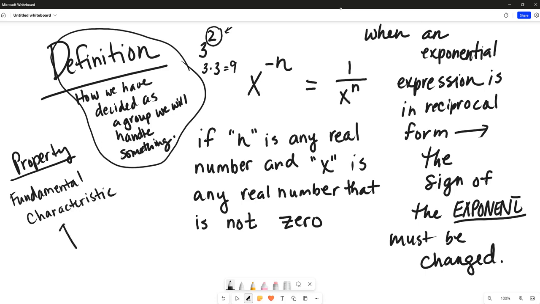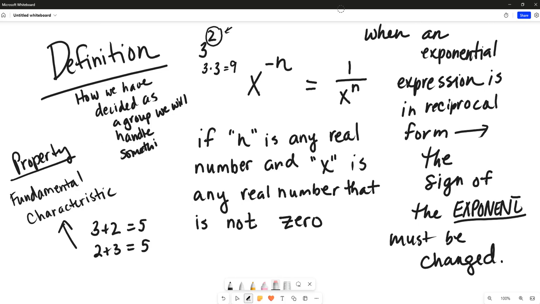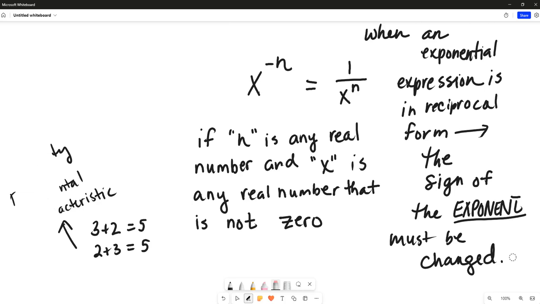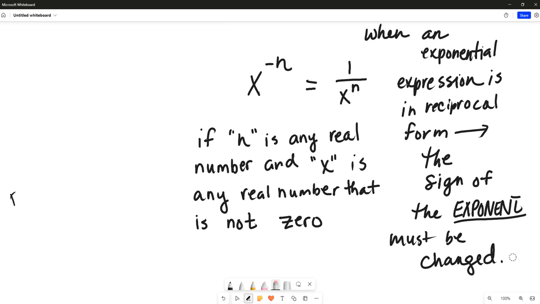Whereas a property is a fundamental characteristic of something. So 3 plus 2 equals 5, and 2 plus 3 equals 5. The commutative property just explains how something actually is. Okay, so keeping that in mind, when we talk about negative exponents, they are defined. They are a definition of how we're going to handle these.